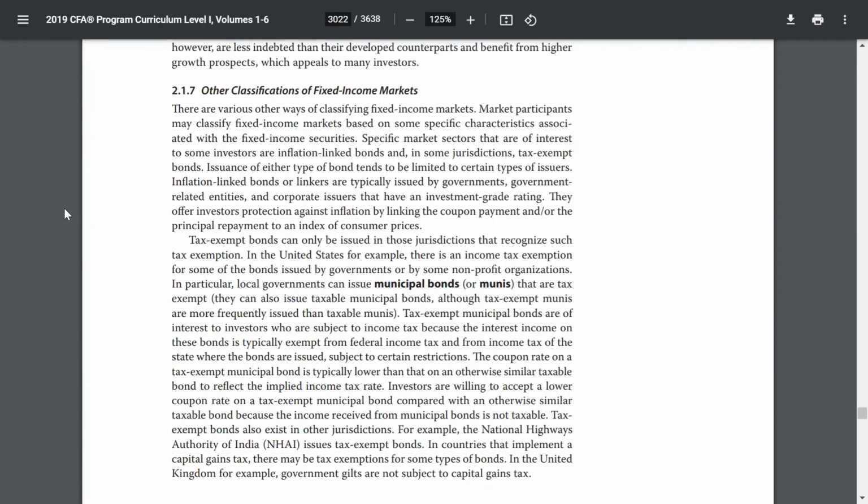Classification of fixed income markets. There are various ways of classifying fixed income markets. Market participants may classify fixed income markets based on some specific characteristics associated with the fixed income securities, specific market sectors that are of interest to some investors, and inflation-linked bonds, which are in some jurisdictions tax exempt. Inflation-linked bonds, or linkers, are typically issued by governments, government-related entities, and corporate issuers that have an investment grade rating. They offer investors protection against inflation by linking the coupon payment and/or the principal payment to an index of consumer prices. Tax-exempt bonds can only be issued in those jurisdictions that recognize such tax exemptions. In the U.S., for example, there is an income tax exemption for some of the bonds issued by governments or by some of the nonprofit organizations. In particular, local governments can issue municipal bonds, or munis, that are tax exempt.